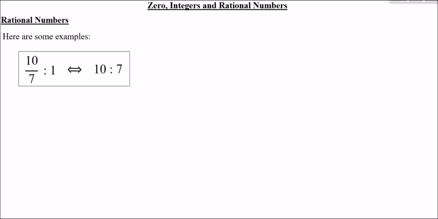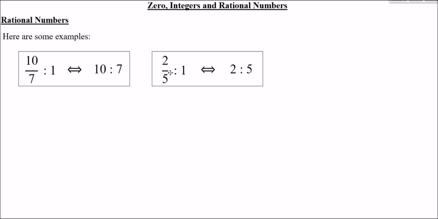Some examples of what we've just been saying. 10/7 is a ratio to 1. So we can think of 10/7, like we've said, as being a ratio of itself to one whole. If you multiply both sides of the ratio by 7, that gives us 10 parts on one side and 7 parts on the other. 2/5 as a ratio to one whole is the same as 2 to 5, just multiplying both sides of this ratio by 5.